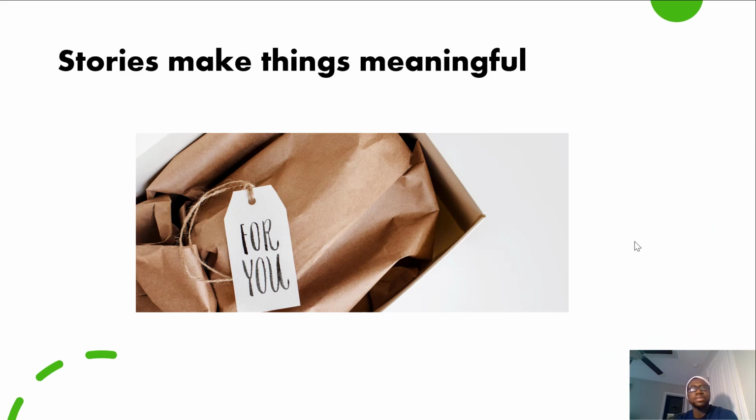And then stories make things meaningful. So we tell stories to have greater context and understanding of a situation. So stories can personalize a message and make us feel part of the situation. Some people even insert themselves into a story to make them understand a situation very well. So it makes things very meaningful to us. We can understand the context in ways that we won't be able to if it wasn't told using a story.